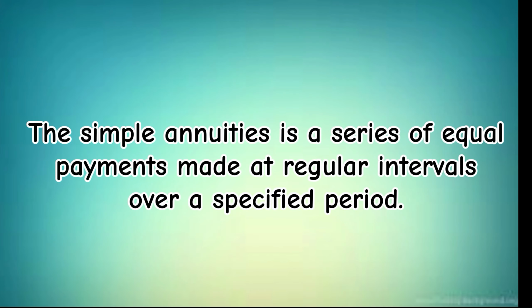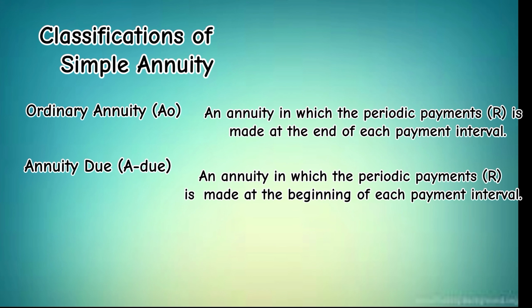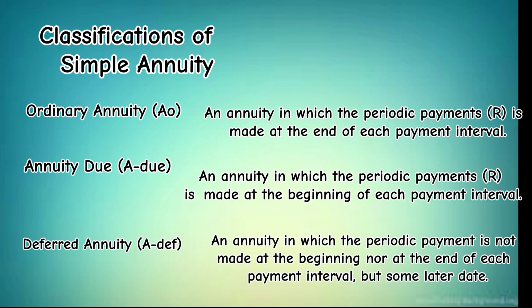The simple annuity is a series of equal payments made at regular intervals over a specific period. Classification of simple annuity. Ordinary annuity: an annuity in which the periodic payments are made at the end of each payment interval. Annuity due: an annuity in which the periodic payments are made at the beginning of each payment interval. Deferred annuity: an annuity in which the periodic payment is not made at the beginning nor at the end of each payment interval but at some later date.